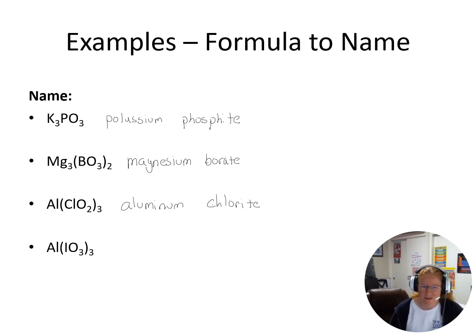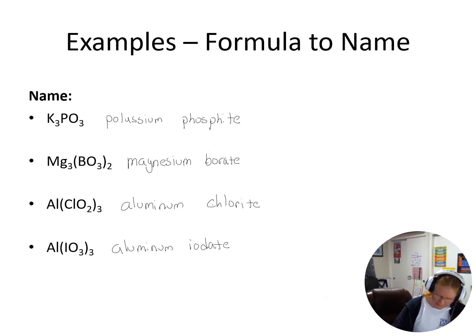Okay. All right, and then we've got another aluminum, this time with an iodine oxyanion. And again, outside the Mississippi box, we've got 3 oxygens is our ate, 2 oxygens is our ite. This has 3, so this is aluminum iodate.